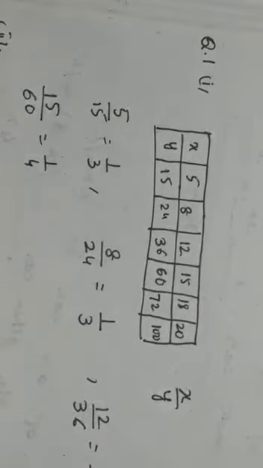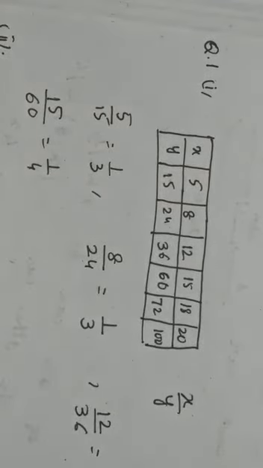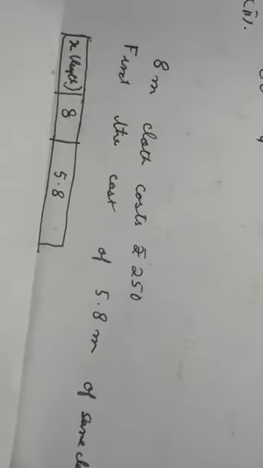Let us now move on to the problem sums over here, and we are going to make the tables and solve them, just like here. Let us see what is the next question. The next question says, 8 meters of cloth costs rupees 250. Find the cost of 5.8 meters of the same cloth. You have to find out the cost of 5.8 meters of the same cloth.